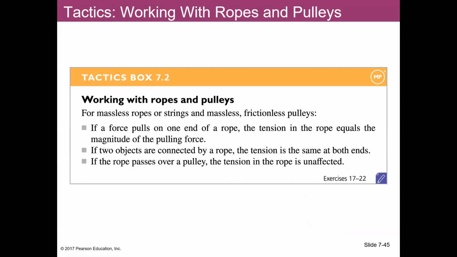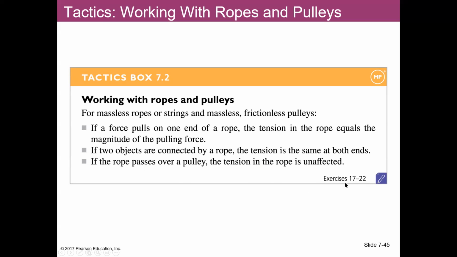Okay, and so the last slide in this grid is to decide how you work with ropes and pulleys, because you'll encounter problems where the ropes and pulleys aren't necessarily horizontal and vertical. They might be in different directions. If a rope pulls on one end of the rope, the tension in the rope equals the tension on the other side. That's the important thing. And that's really the thing to remember. If the rope passes over a pulley, the tension in the rope is transferred in the way that you would expect.